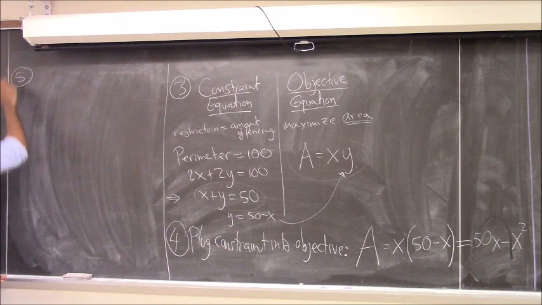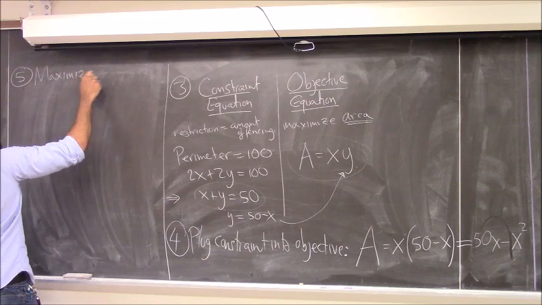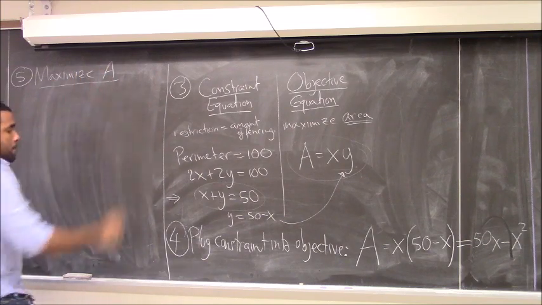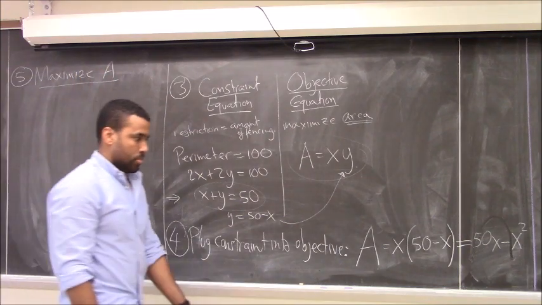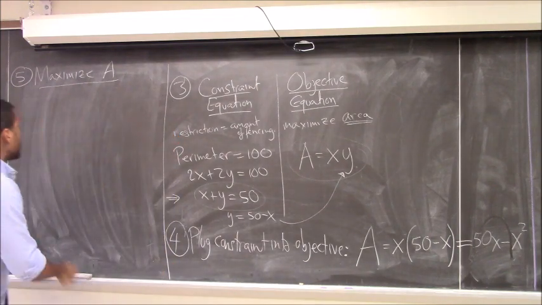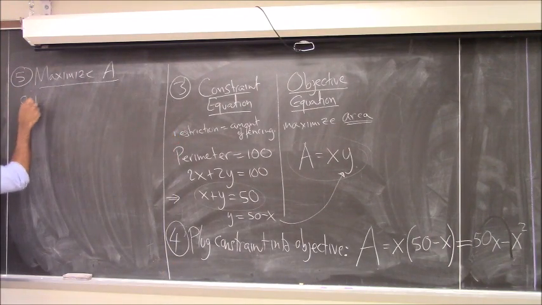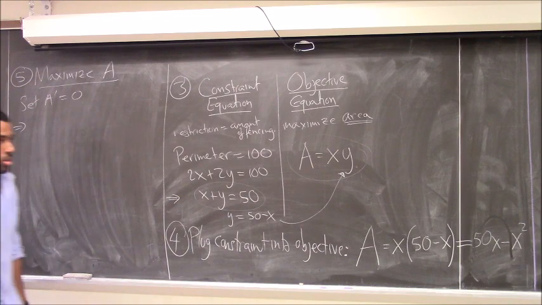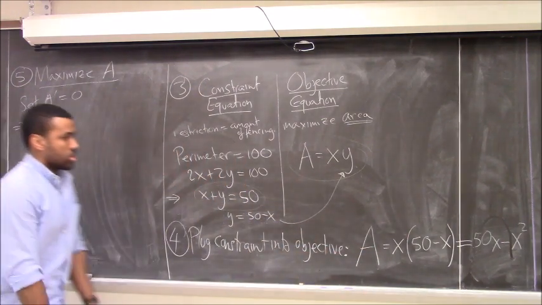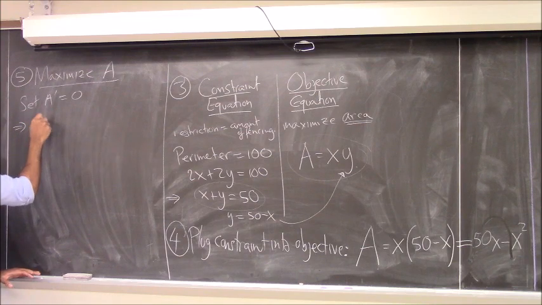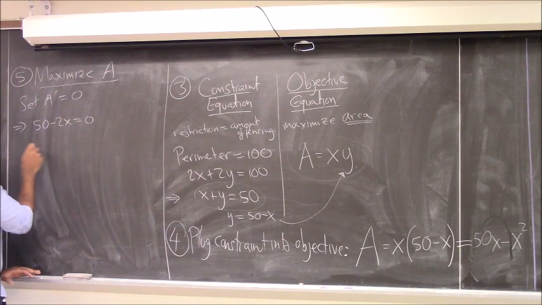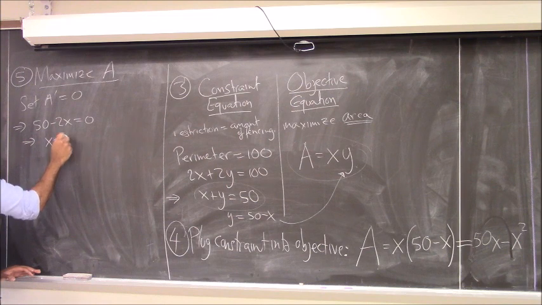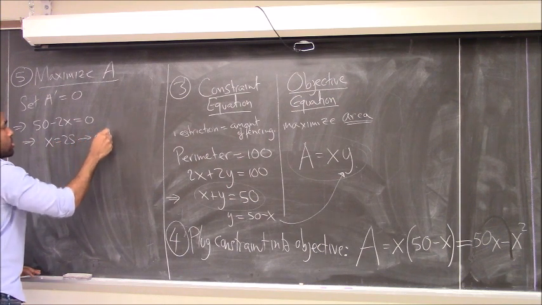Brings us to step 5. Now we're going to maximize area, which means we need to find the critical points. So we need to set A prime equal to 0. This means, what's the derivative of this? 50 minus 2x. 50 minus 2x is equal to 0. This means x equals 25 is a critical point.